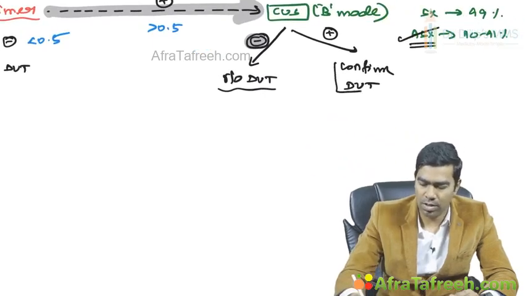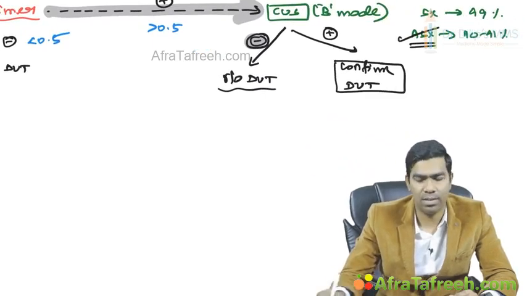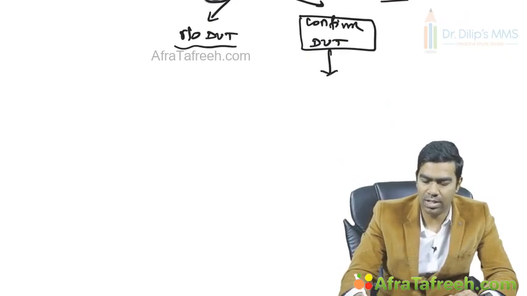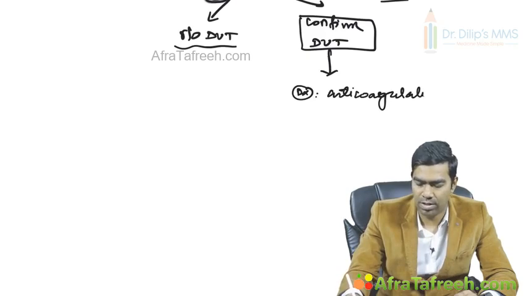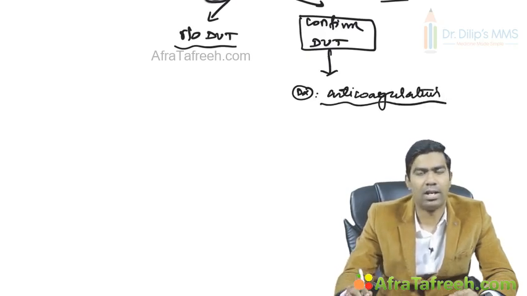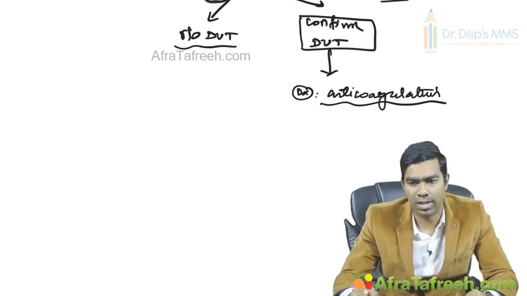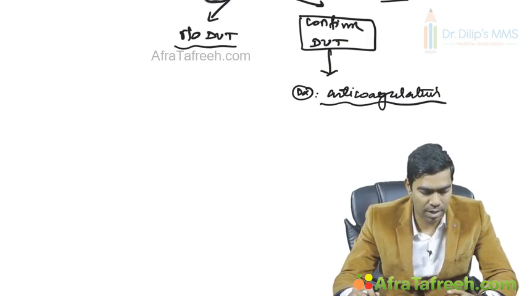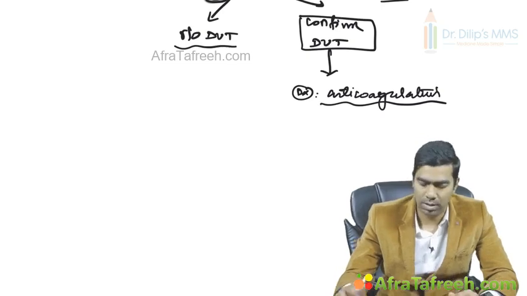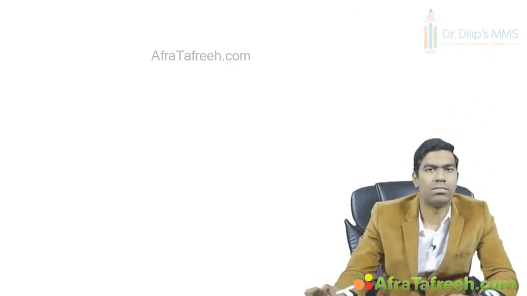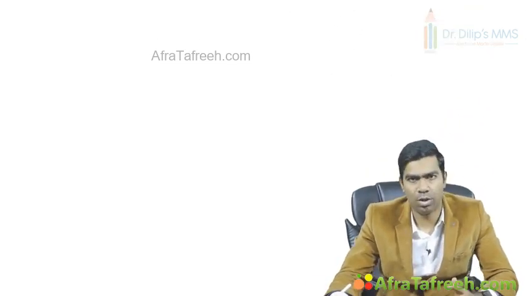The moment you confirm the DVT, it means I have to treat the DVT, right? So if they ask you what is the treatment of choice for DVT, definitely I'm going to tell you it's anticoagulation. For that matter, for any venous thrombosis, the treatment of choice will be anticoagulation. That's all. You have to be very, very sure about this fact. But there are some treatment protocols, which we'll see.